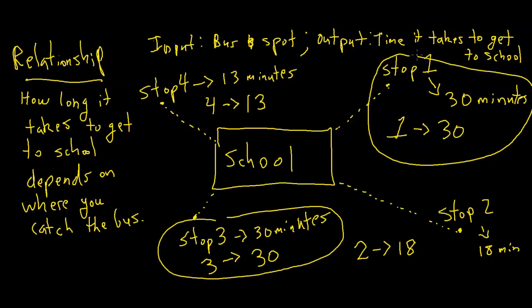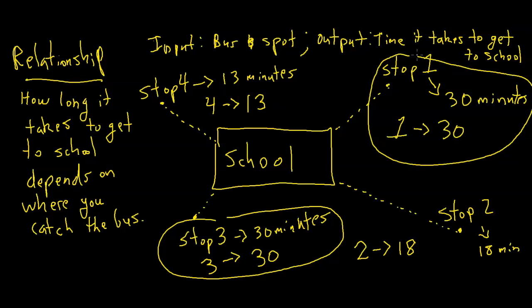Now remember what our rule is. Our rule is that an individual input can only have one output, but different inputs can produce the same output. It should make sense that if you're going to the same place, it might take you the same amount of time to get there, even if you start from different locations, right? Because maybe, for example, different bus stops can be the same distance from somewhere, but in opposite directions, right? So you're allowed to say that the input of 1 gives you the output of 30, and also the input of 3 gives you the output of 30.